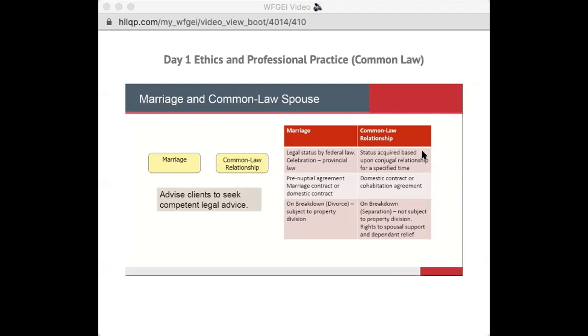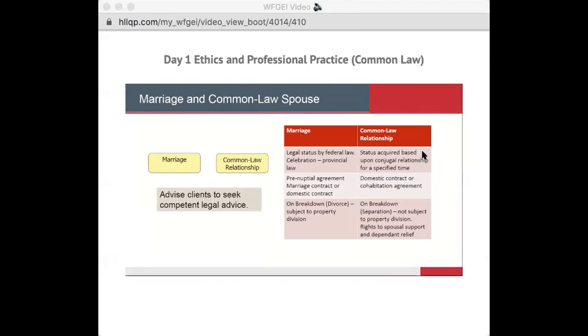Common law relationship. This is all over the map, depending on where you are, which province, because common law is not a federal matter. Okay, it's a provincial matter in terms of a marital breakdown. In terms of family property, it falls under provincial matters, not federal matters.